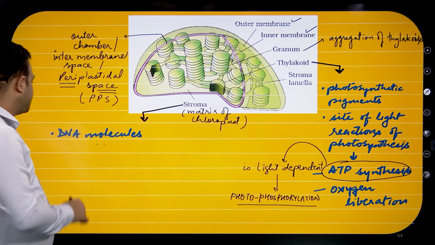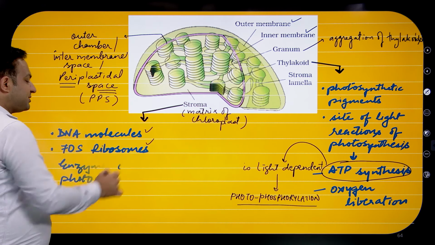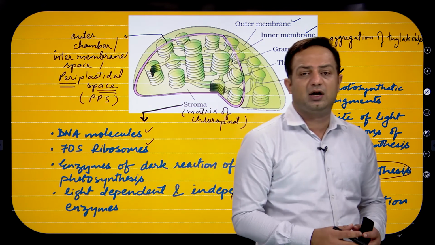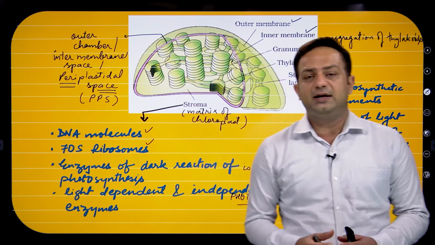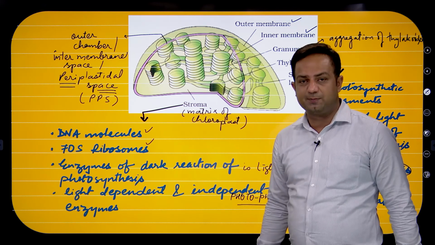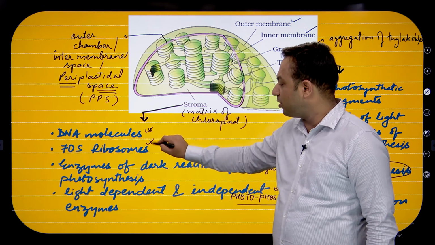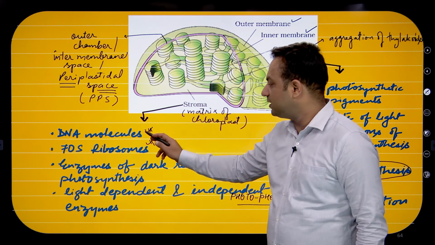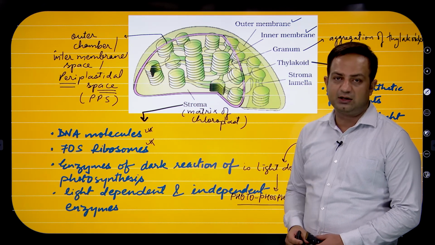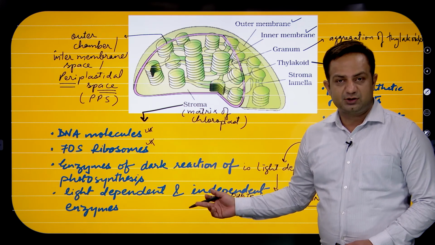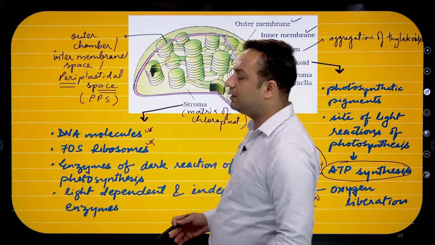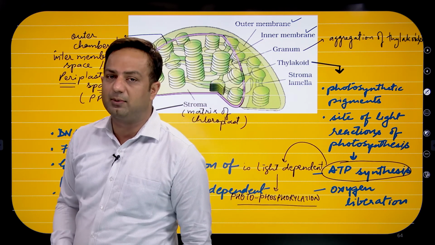Similarities: DNA molecule, 70S ribosomes. Now, enzymes of the dark reaction, enzymes which are light independent, and light dependent as well. Clear? Both types of enzymes are present. The similarity with the matrix of mitochondria is this: DNA molecule, 70S ribosomes. You need to remember the similarities as well as the differences between chloroplast and mitochondria. So what we have learned here is about the characters of the chloroplast.